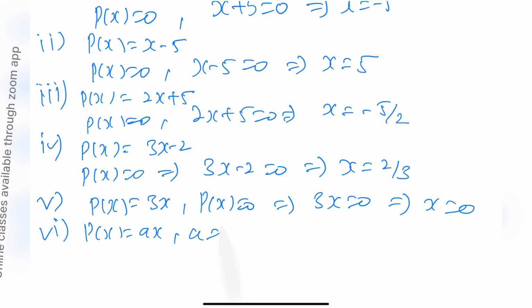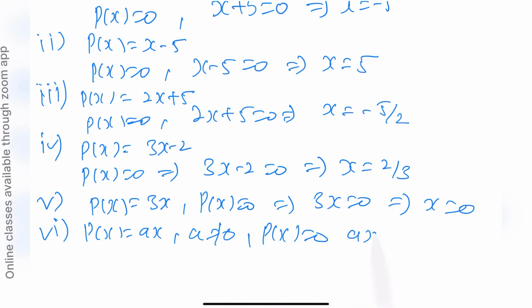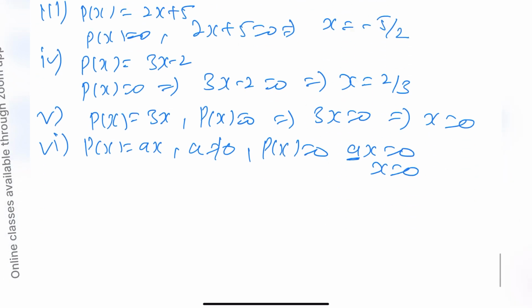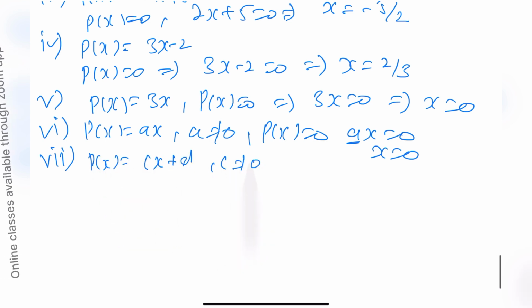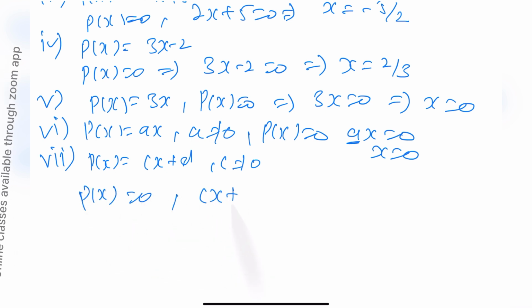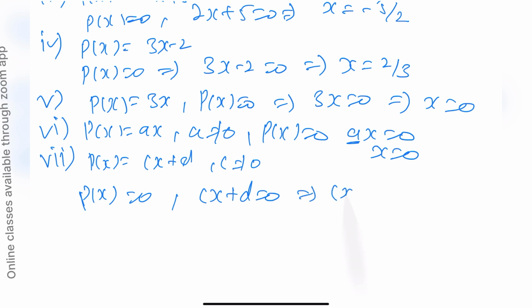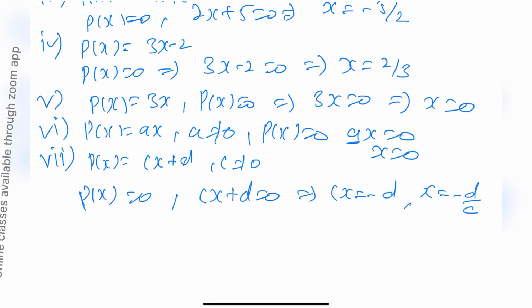Sixth part is p of x is equal to ax, and a is not equal to 0. So again same, p of x is equal to 0. So it means ax is equal to 0, and as given a is not 0, it means only x is equal to 0. So 0 is the 0 of this given polynomial. Seventh part is p of x is equal to cx plus d, and c is not equal to 0. So again p of x is equal to 0. So it means cx plus d is equal to 0. It means cx is equal to minus d, and x is equal to minus d by c is the 0 of this given polynomial.